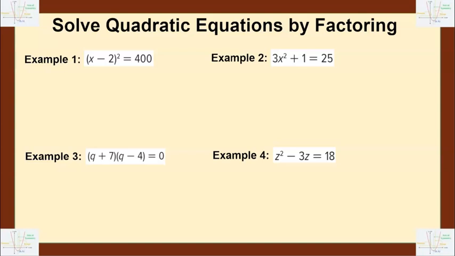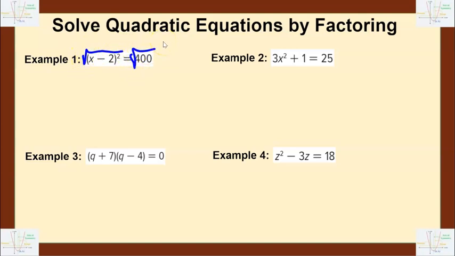Now I could FOIL x minus 2 squared and then make it a trinomial and then factor it, but I think it would be a lot quicker if you use the square root property. And the square root property just says when you have a square by itself, you're going to undo the square by finding the square root of both sides. So here, to undo this square, I'm going to find the square root of this side and the square root of that side.